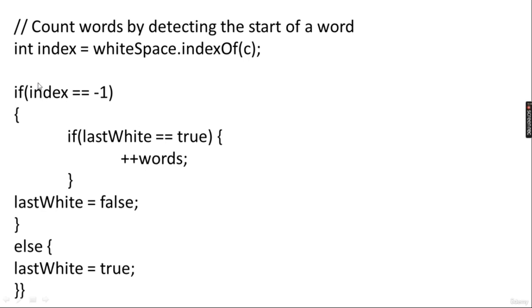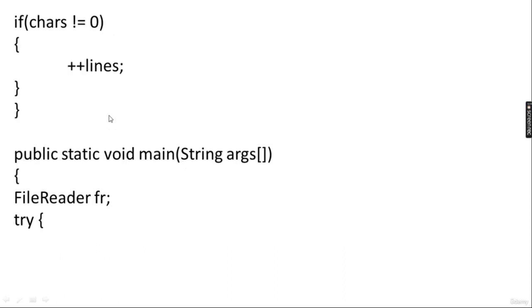So what is the index? Every time the index is calculated, okay, if the index is -1, that means the end of the whitespace has been encountered. And lastWhite means it is the last whitespace given. Okay, else lastWhite is equal to true. If the number of characters is not equal to 0, lines are incremented and then updated.